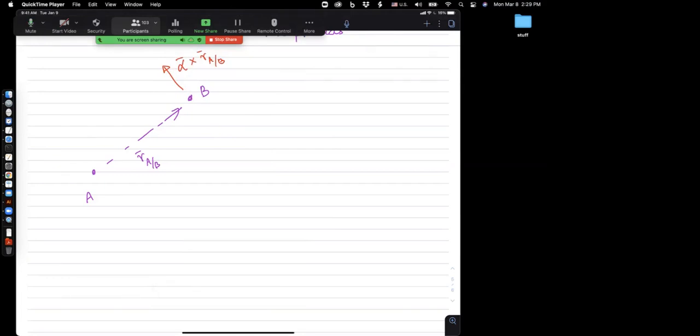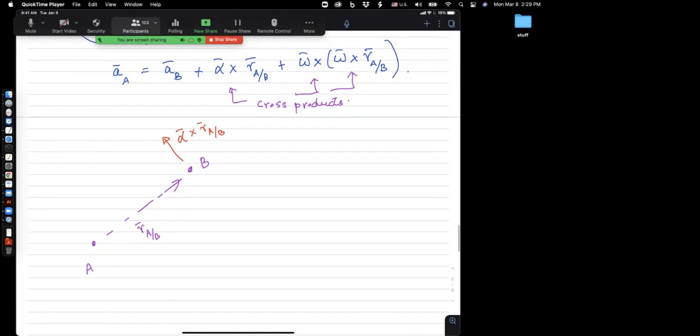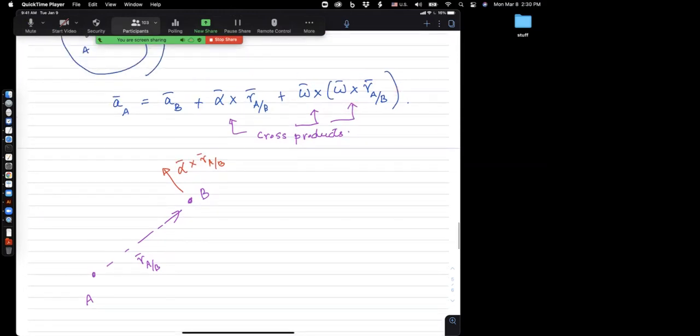And then this term, you can also reason how this is going to be, sort of using cross products. Do you want to reason about the direction that this vector is going to be in? So what is the direction of this vector?